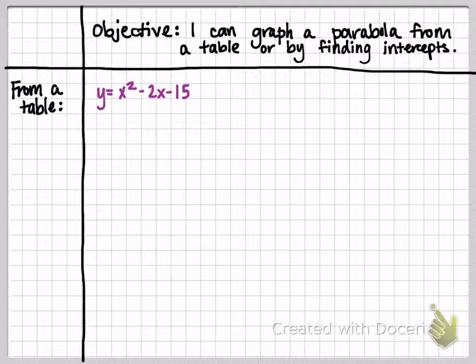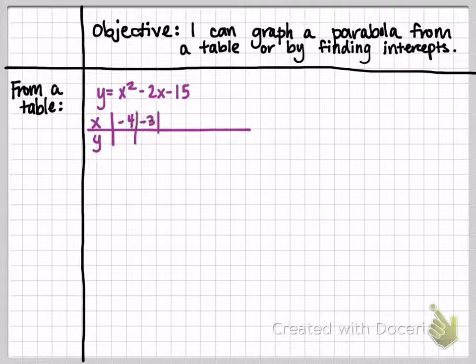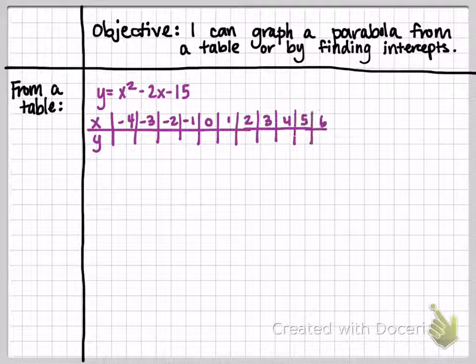I usually start from -3 to 3, and then if I have to back up and add more numbers, then I do that. Now I've already kind of seen what this graph looks like, so when I made this table I ended up going from -4 all the way up to 6, so it's kind of a large table. But you're going to copy that table down, and we're about to fill it in. I'm going to show you how to do that.